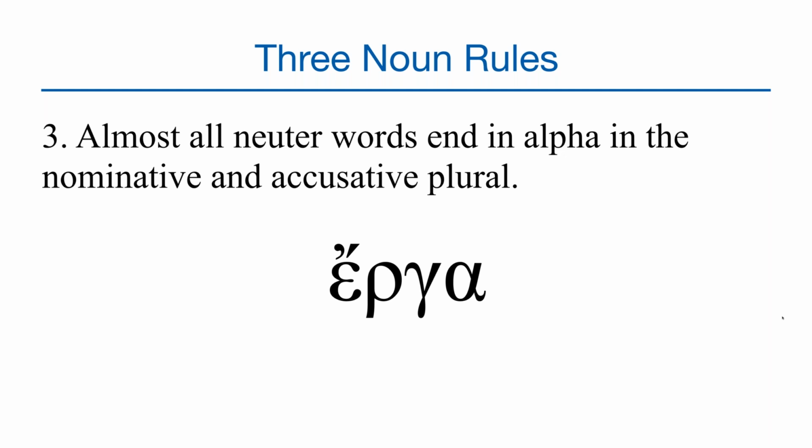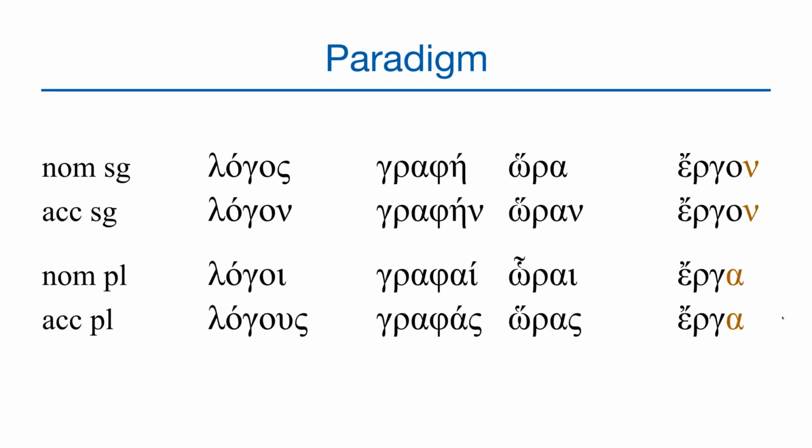Almost all neuter words end in alpha in the nominative and accusative plural. So those are the first three noun rules. There's a few more that we're going to learn along the way, but those are the ones that cover the nominative and the accusative. The rest of them cover different things. All right, so this is the paradigm that we saw earlier.